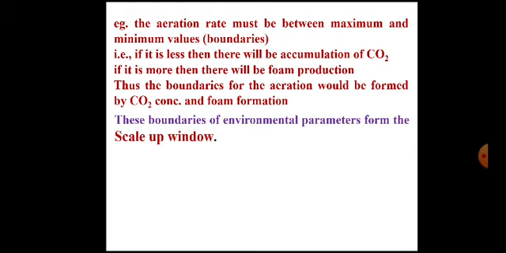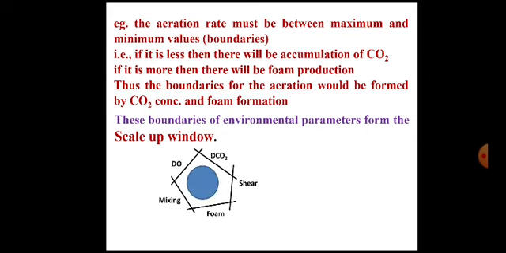So these boundaries of environmental parameters are responsible for the formation of the scale up window. Window means it is a boundary. These boundaries may be of dissolved oxygen concentration, mixing, foam production, shear conditions, or dissolved CO2 concentration. The area within this window is the optimum aeration and agitation regime. That means the conditions should be maintained within this optimum level. It should not go beyond this boundary. This is how the scale up window is constructed.